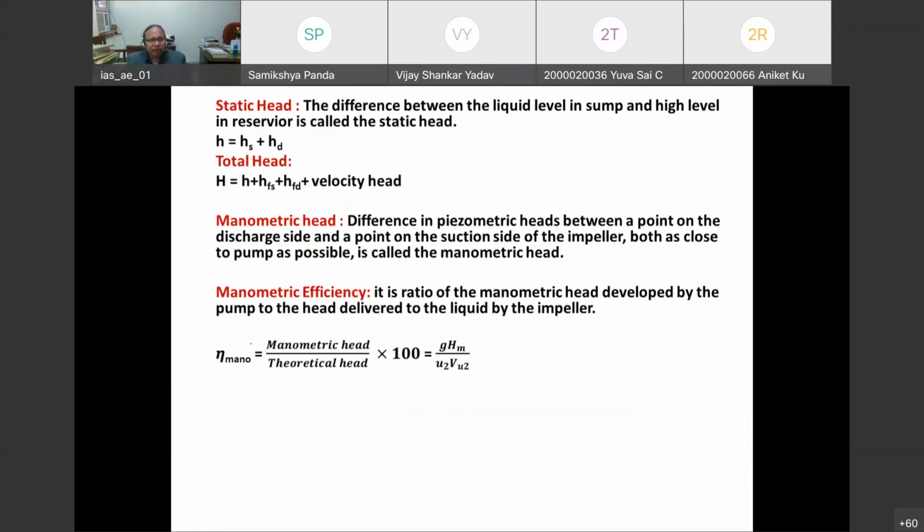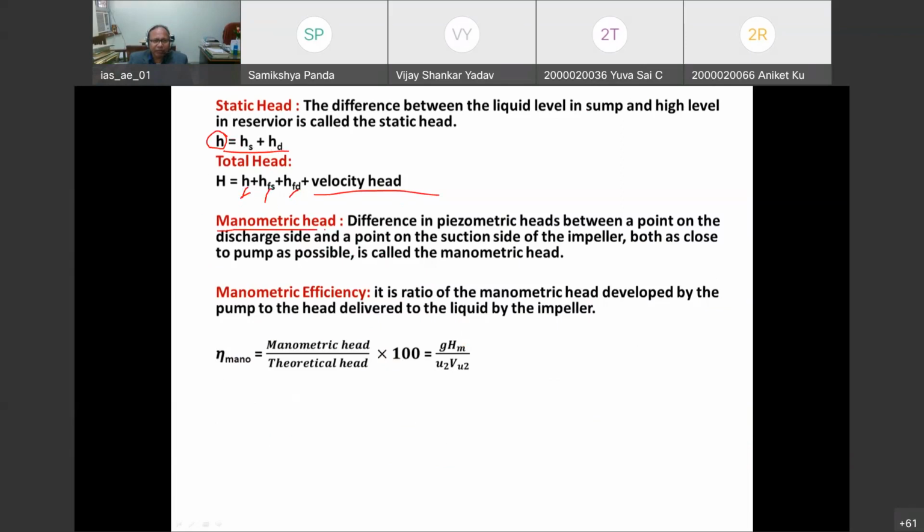Now, this is the static head. As I told you earlier, this will be the suction head plus delivery head, plus this H that comes here for the total head: suction head plus delivery head plus frictional resistance in the suction head and delivery head, and the velocity head that is created.